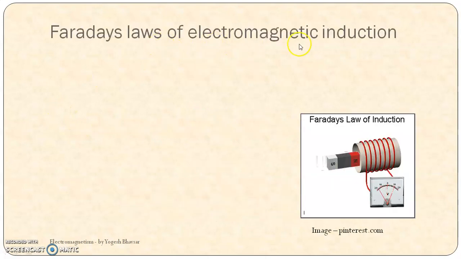So Faraday's law of electromagnetic induction. Faraday is a scientist who discovered the EMF induction in the conductor when the conductor is placed in the magnetic field. So electromagnetic induction is nothing but whenever the conductor is placed in the magnetic field, there will be an EMF induced. So here we can see Faraday's law of electromagnetic induction.